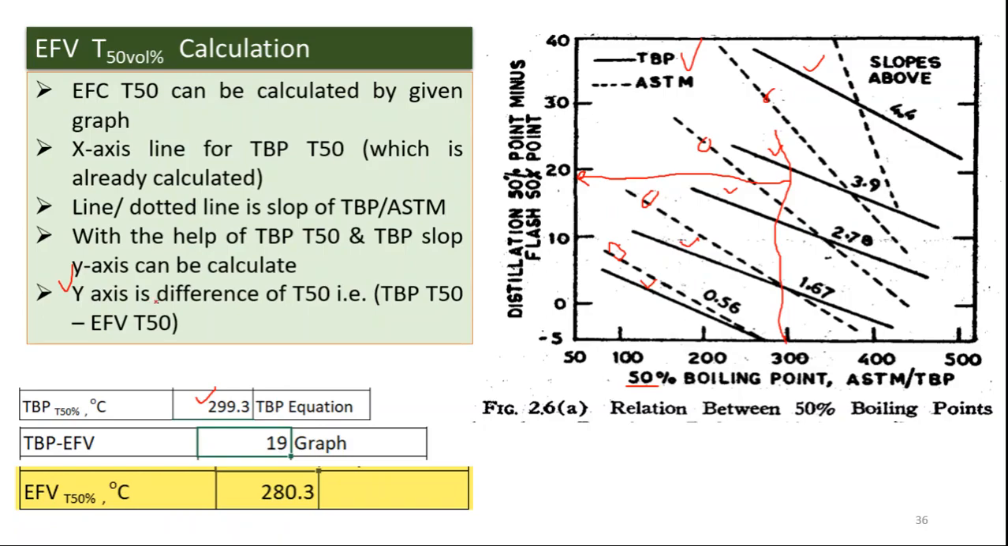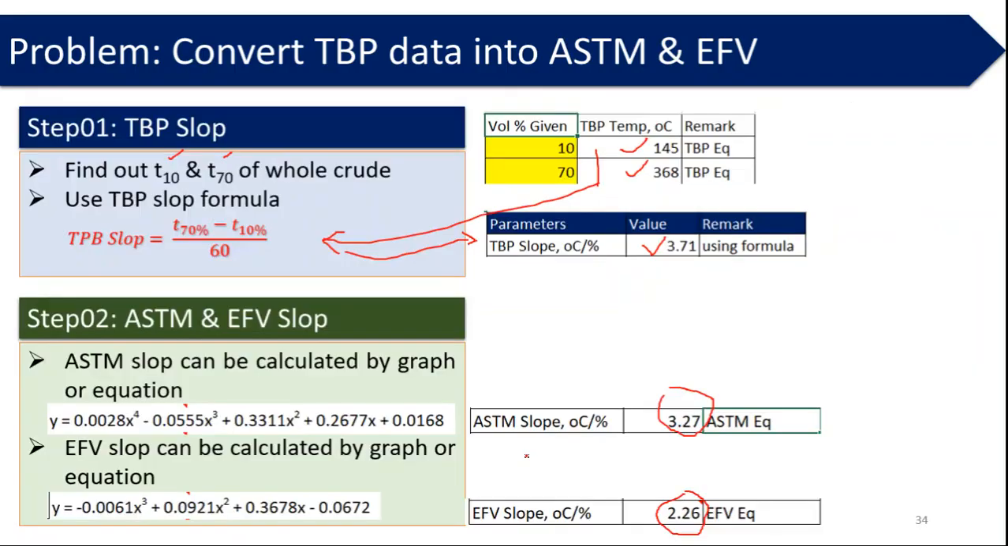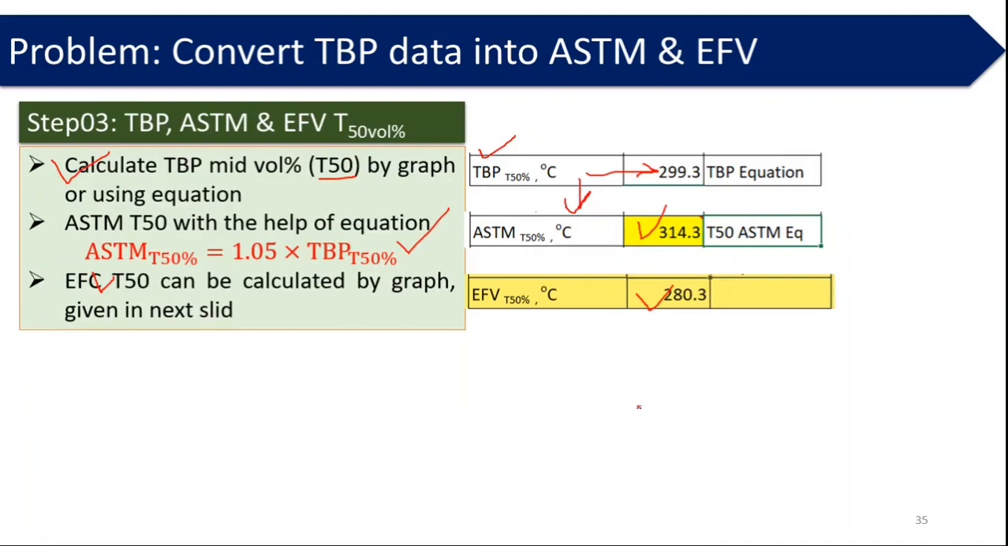This y-axis is the difference of T50 between the calculated T50 of TBP and EFV. So these are two difference values. The difference value becomes about 19. This TBP minus EFV is 19, and the T50 of TBP is given. So just subtracting 19 gives 280. In this way you can find the EFV T50 using this graph and TBP values. So this is all about the conversion.